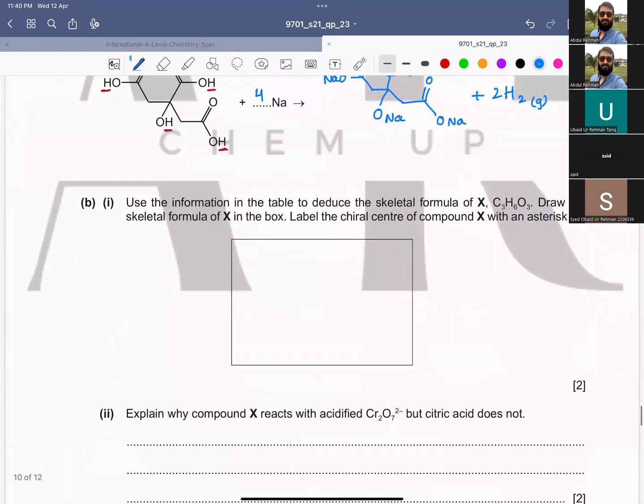Okay. Now, use the information in the table to deduce the skeletal formula of X, and they have given you the molecular formula C3H6O3. Draw the skeletal formula of X in the box. Label the chiral center of compound X with an asterisk.